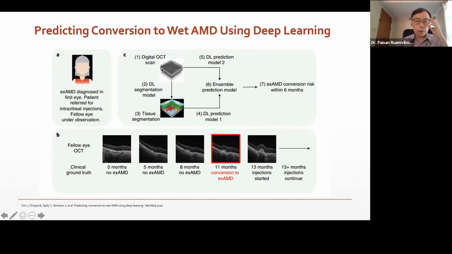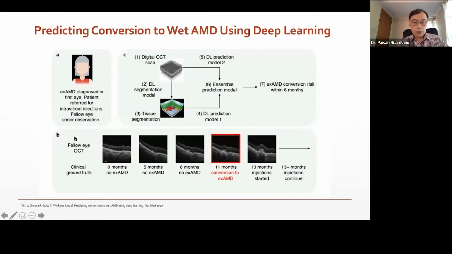They create two models. The first model performs a prediction on the original OCT images. And the second one performs prediction on the OCT images that have already undergone tissue segmentation, such as subretinal fluid or without subretinal fluid, or thickness, stuff like that. And they combine these two models into one. And then they make a prediction of conversion to wet AMD within 6 months.